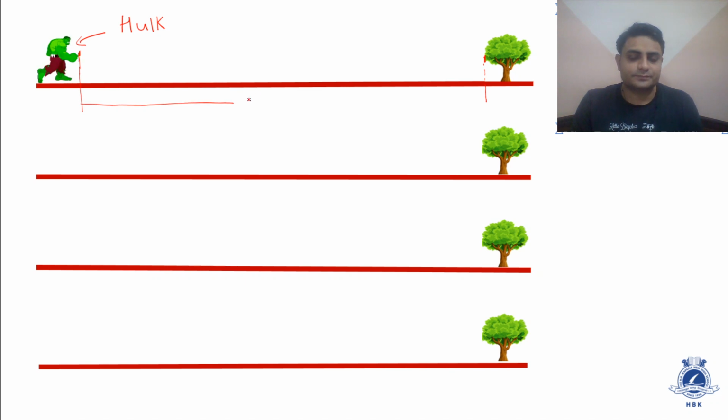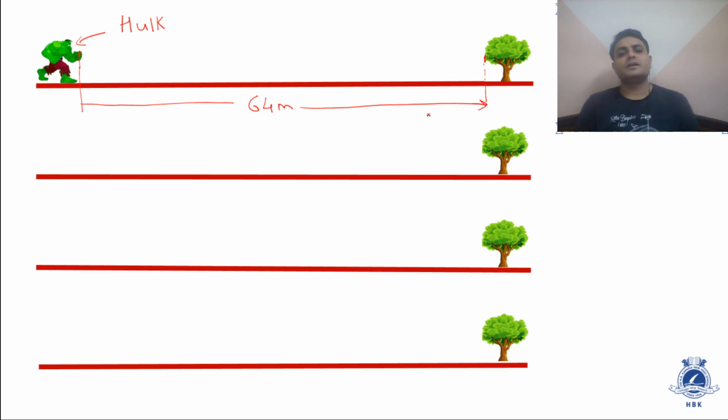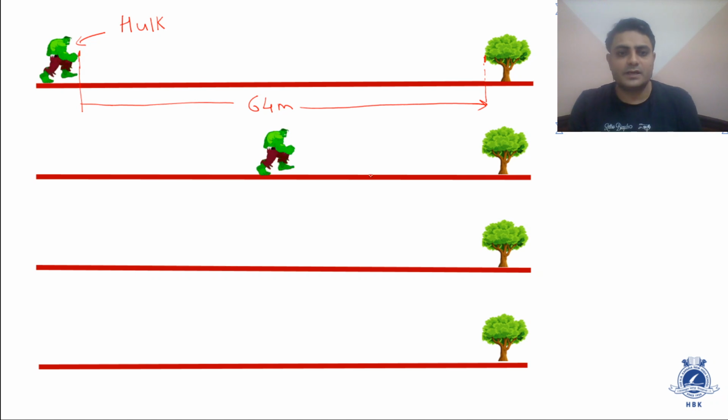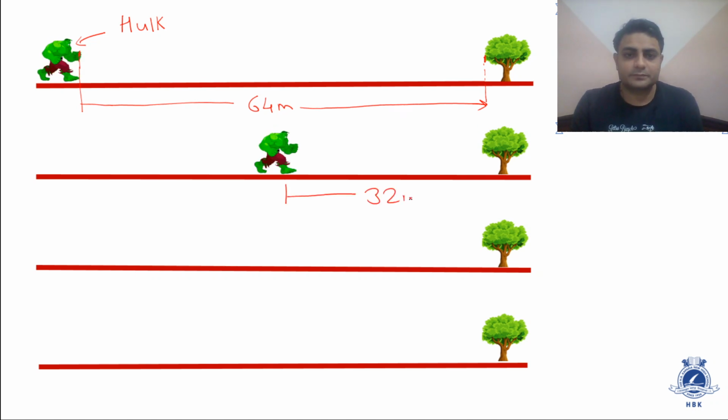Initially, the distance between tree and Hulk is 64 meter. If Hulk is told to cover half of the distance which is remaining in each phase, he has to cover half of the distance which is remaining. Right now the distance is 64 meter. So in the first phase he will cover half of the distance. So we can say he will cover 32, and the remaining distance also will be 32 meter. So this is the first phase.